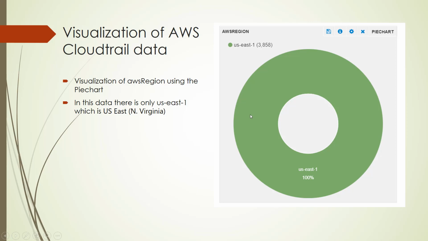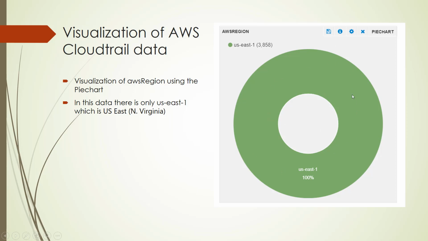This is AWS region. As I mentioned earlier, there are 14 AWS regions in the world, but for this data there is only one AWS region, that is US East 1. US East 1 is North Virginia, and we have some more like US East 2, which is Ohio, and there are other AWS regions. This is a pie chart of a donut type, so that's why you see a hole in the middle, and it shows that there is only one region present for this data.